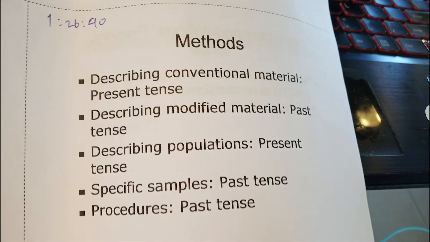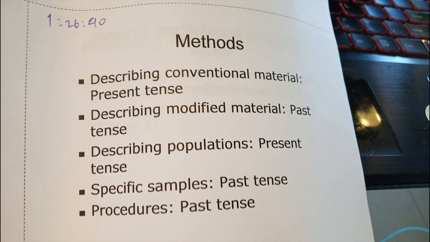After the introduction, we have our method section. And in the method section, when we are describing the conventional material, we will use the present tense. Now, conventional material means the untouched material, the unmodified material. When you modify the material, you use the past tense. I'll give you an example in a minute. When you're describing groups of people that you did not touch, you did not meet them, you use the present tense. But after you meet them, after you put them in your study, you use the past tense.